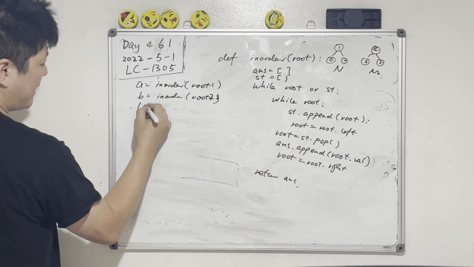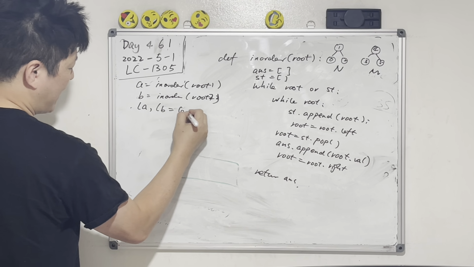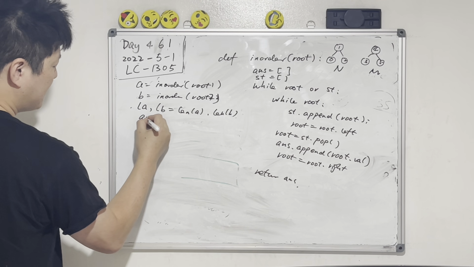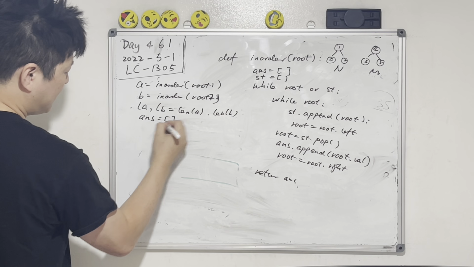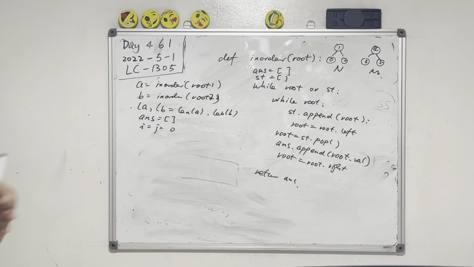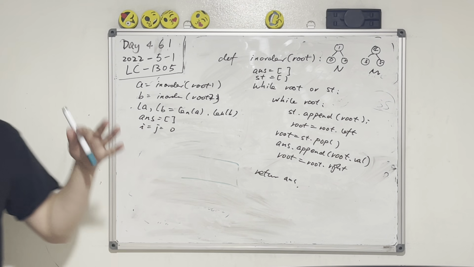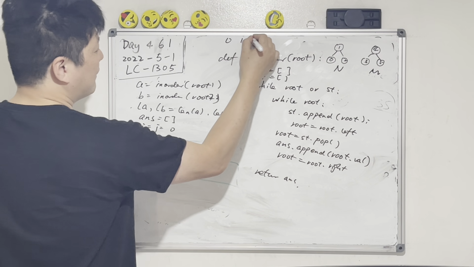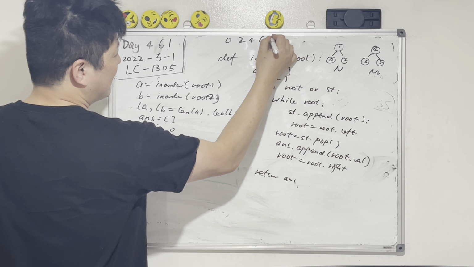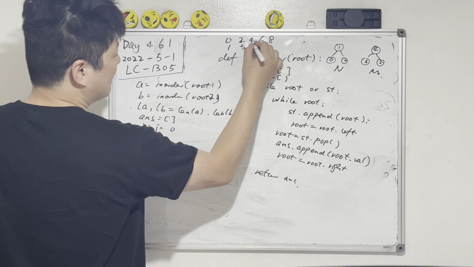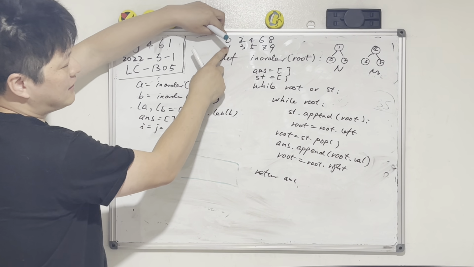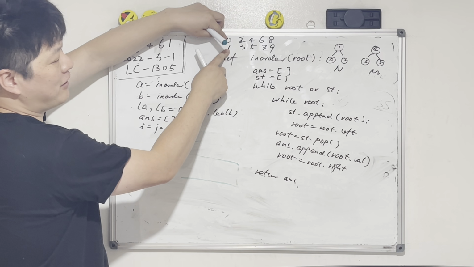Then we have LA and LB equal to the length of A and the length of B, and an answer equal to an empty list, and i equals j equals 0. How do we merge two sorted lists? Any idea? You see which one is bigger. Look, two sorted lists: 0, 2, 4, 6, 8 and 1, 3, 5, 7, 9.